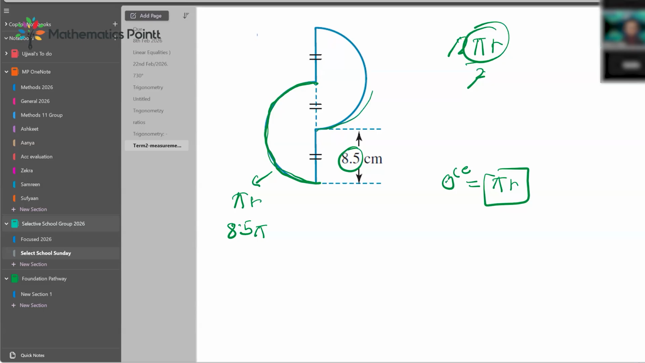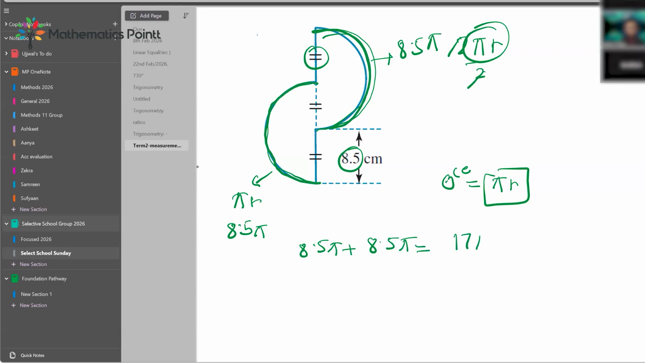Similarly here, they're exactly the same, 8.5. We've got 8.5 pi here. So I have now measured the two green ones, the semicircles, right? So they are 8.5 pi plus 8.5 pi, which is 17 pi.